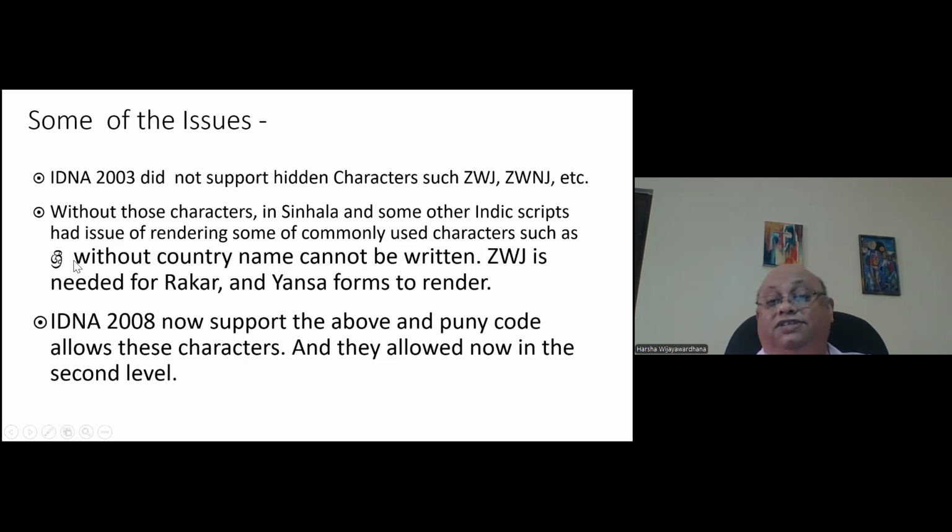So our country name cannot be written without this zero width joiner. We don't use zero width non-joiner; we use it just to have separate glyphs to write a separate letter. But zero width joiner is very important, because the rakar form and the yansa form are both in our zero width joiner. So a problem came when we used the Shri.